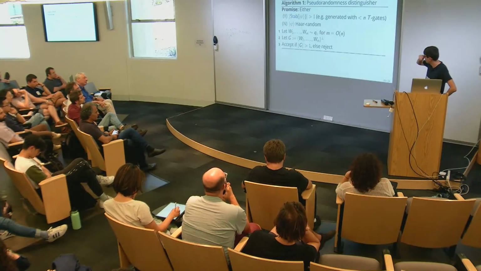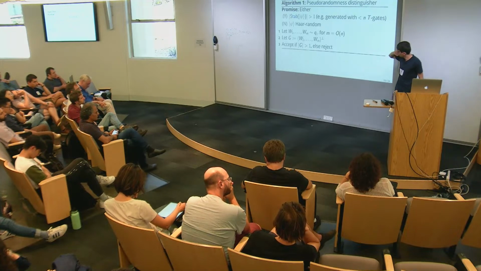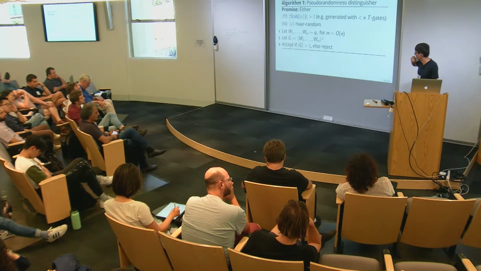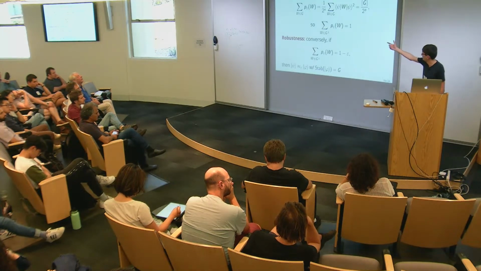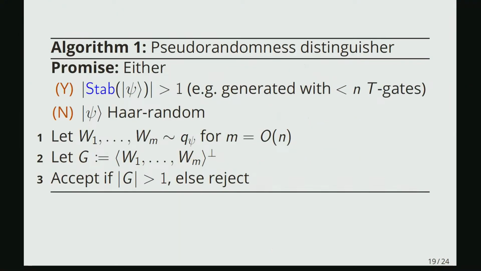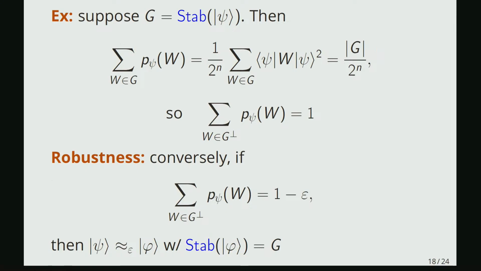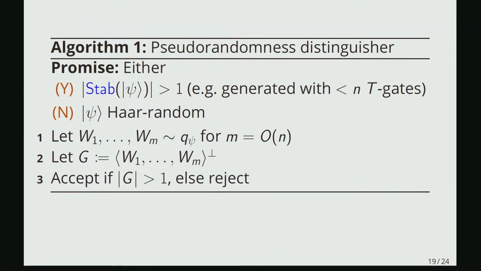The reason this case is easy is that if psi has a non-trivial stabilizer group, then it's very easy to show, by this duality property, that all of the sampled operators will commute with all of the elements of G, so that when you take G to be the commutant of the sampled operators, you always get something non-trivial. Conversely, it's pretty easy to show, using this robustness property but also just by a direct calculation, that if you take samples from this distribution for a Haar-random state, then with overwhelming probability the samples will not commute with anything other than the identity, and so you will, with overwhelming probability, reject.